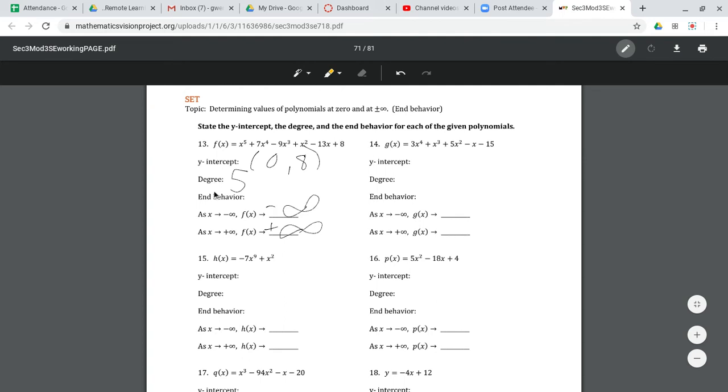Any of them that are an odd degree function will have different end behaviors. They'll be opposites, whereas if you have an even degree, they will have the same end behavior. So that means in 14, our y-intercept is 0, negative 15. Our degree is 4. The end behavior, well, this is positive, so that means they're both going to positive infinity. So just like that. Alrighty, so evens are going to look like that. Odds are going to look like 13.